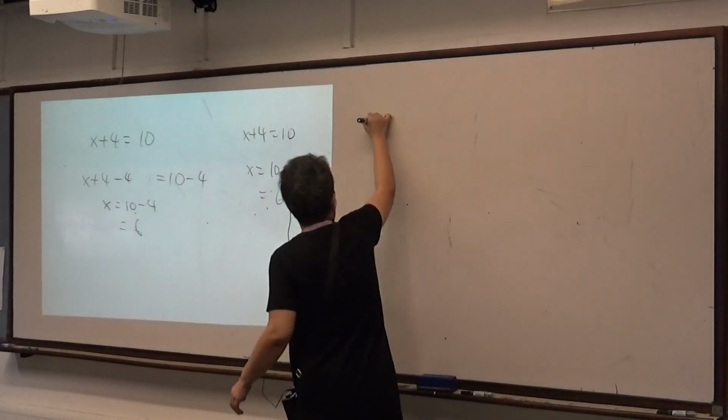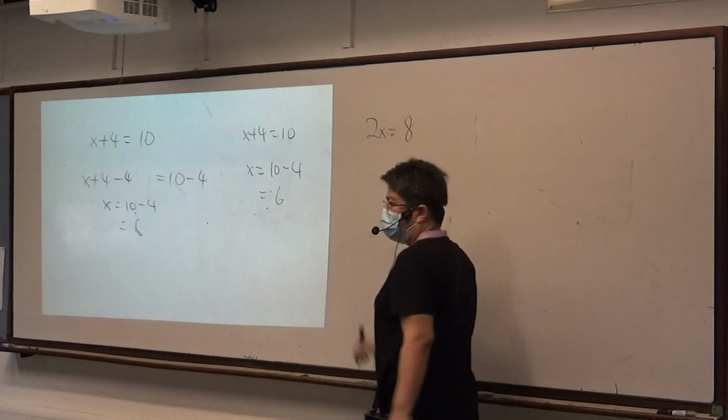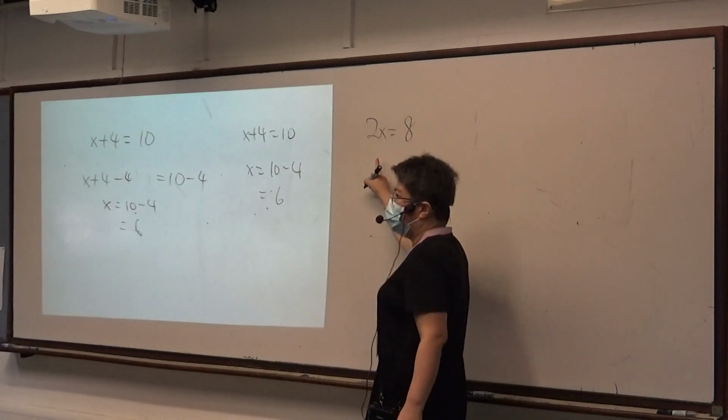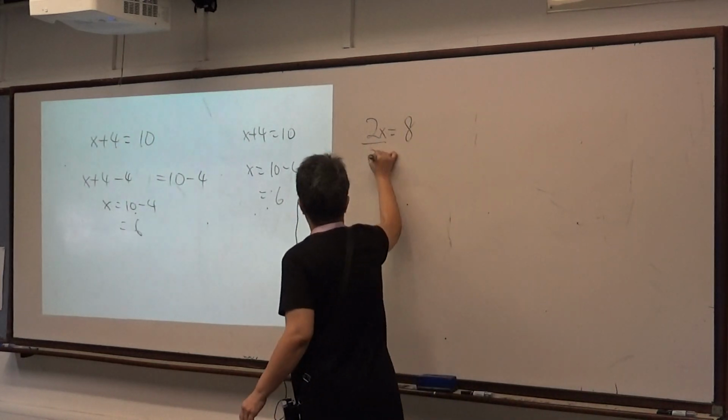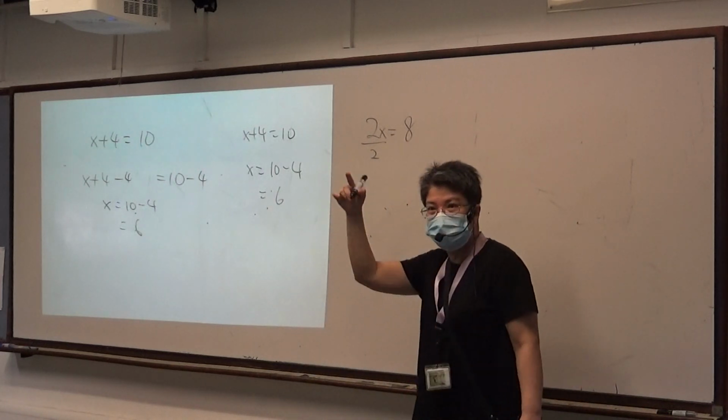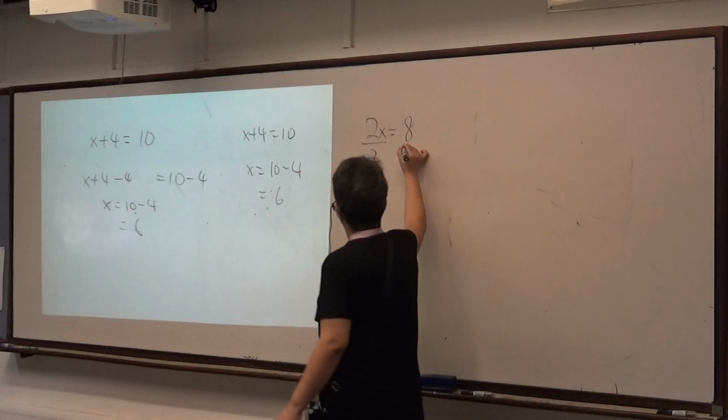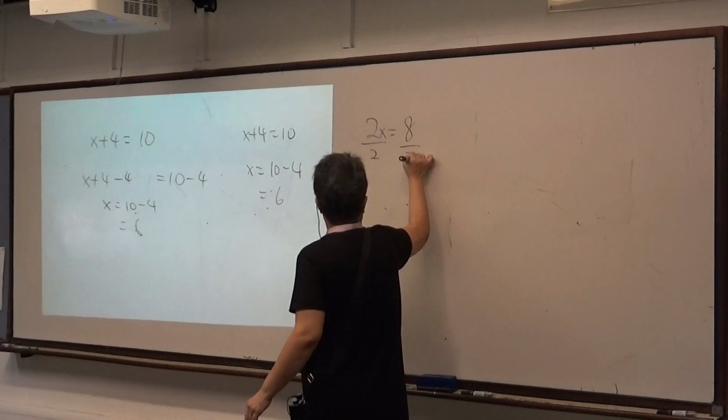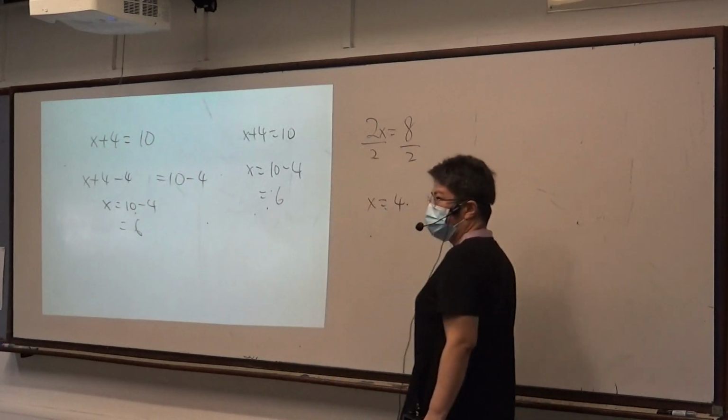What if I have 2x equals to 8? How to make this x? I've got to divide by 2, right? Alright, I can cancel off the 2, correct? If I divide by 2 here, this side also must divide by 2. So I'll have x equals to 4, right?